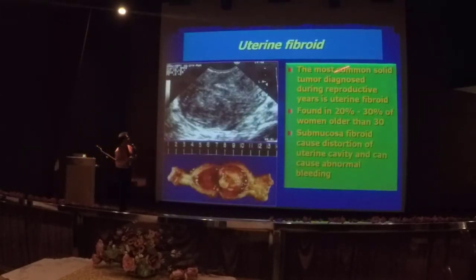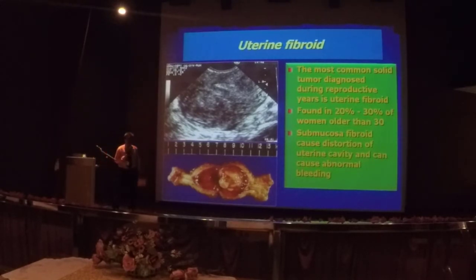So fibroid is the most common solid tumor diagnosed at this age. I always say to my patients, a lot of them will be very anxious when told they have a fibroid. I think we have to tell the patient that it's very common to have a uterine fibroid. If you go to Pasar Malam and get 100 women randomly, scan every one of them, then you will find 20 to 30% of them will have a fibroid.